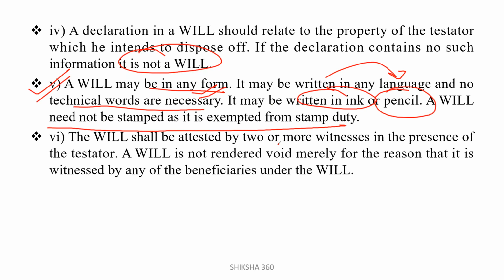The will shall be attested by two or more witnesses in the presence of the testator. A will is not rendered void merely because it is witnessed by one of the beneficiaries under the will. Beneficiaries are basically those who are going to get the land or property.